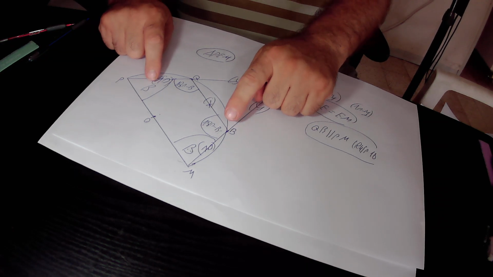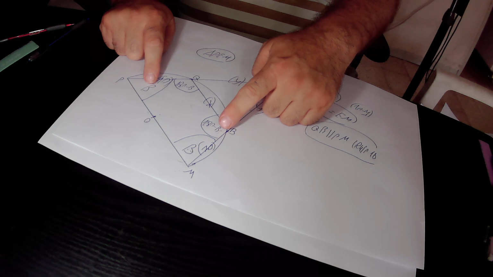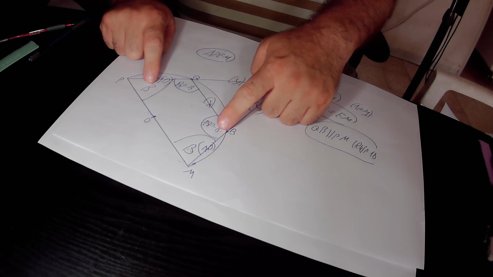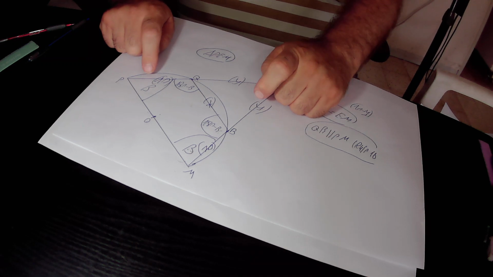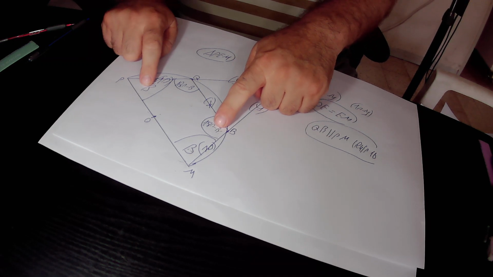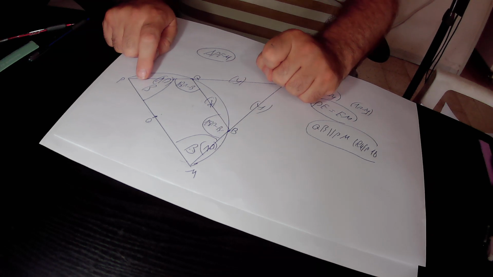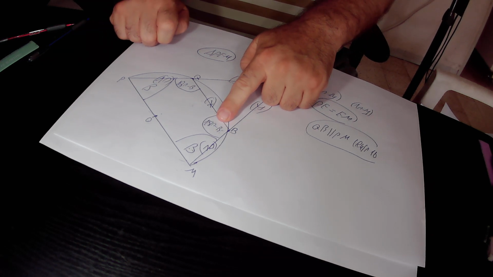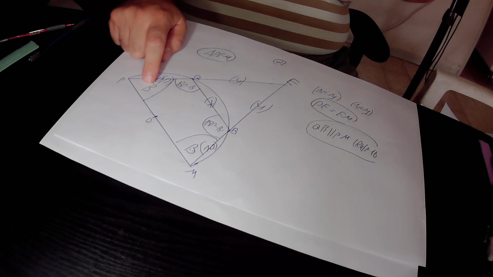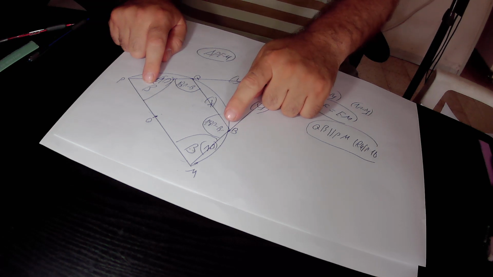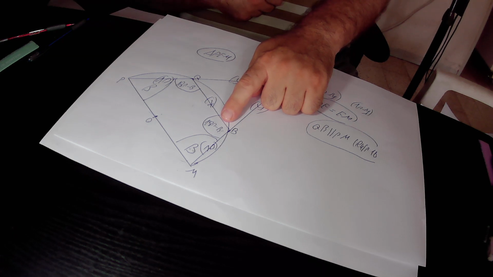Those are two opposite angles of quadrilateral PQBM, and the sum of those two angles must be equal to 180 degrees. But this is angle beta. So angle beta plus this missing angle, the sum of those two angles must be equal to 180 degrees. Therefore, this missing angle must be equal to 180 degrees minus beta. Why? Because 180 degrees minus beta plus beta is 180 degrees. That is the sum of the opposite angles in a quadrilateral that is inscribed in a circle. Therefore, this missing angle equals 180 degrees minus beta.